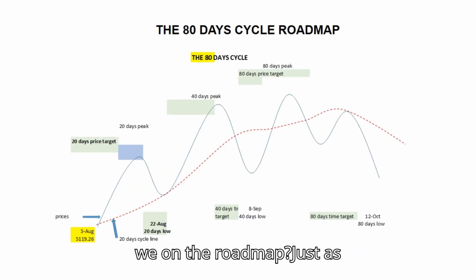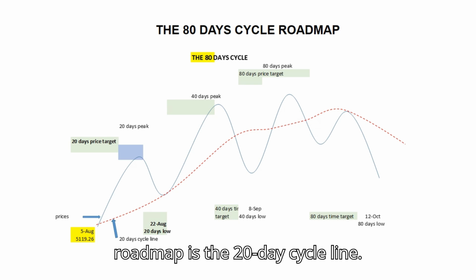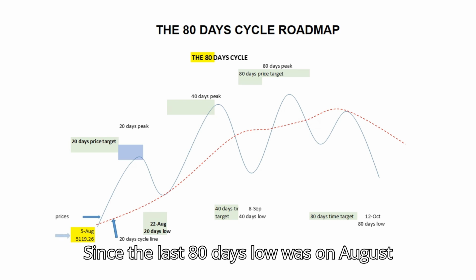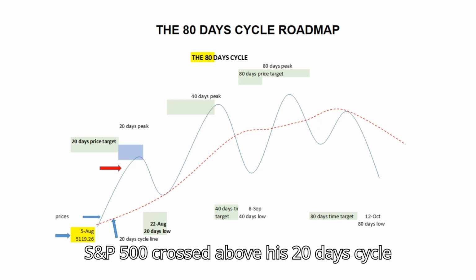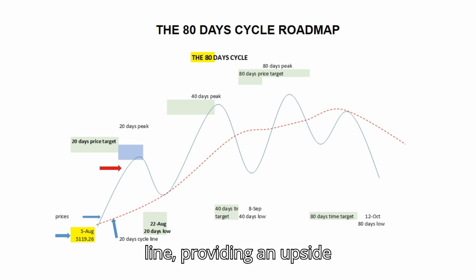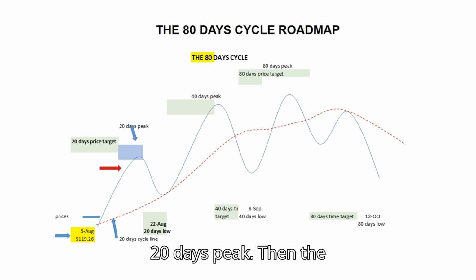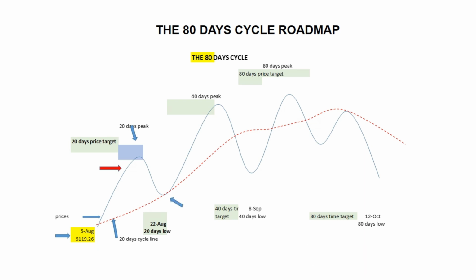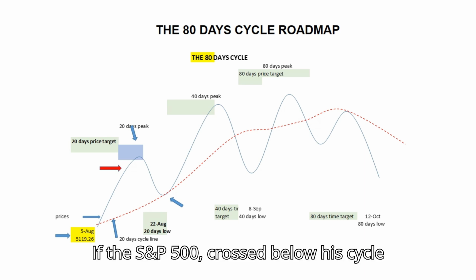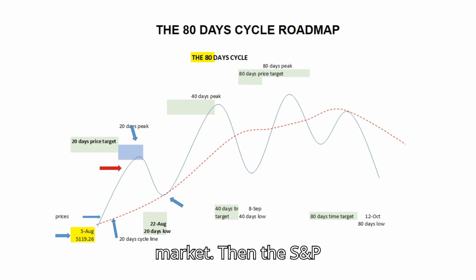Where are we on the roadmap? Just as a reminder, the cycle line used on the roadmap is the 20-day cycle line. Since the last 80-day low was on August 5th, we are right there. The S&P 500 crossed above its 20-day cycle line, providing an upside potential target on its way to form the 20-day peak. Then the S&P 500 will start a correction to form a low on August 22nd, finding support on its cycle line. If the S&P 500 crosses below its cycle line at that time, this will be the first sign of some weakness of the market.